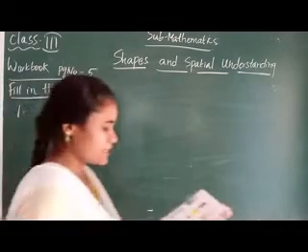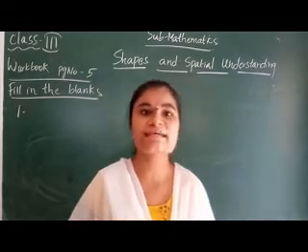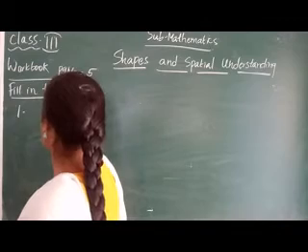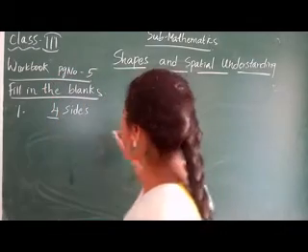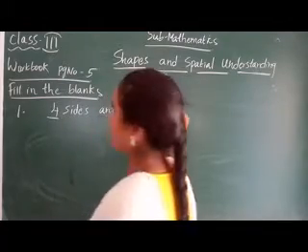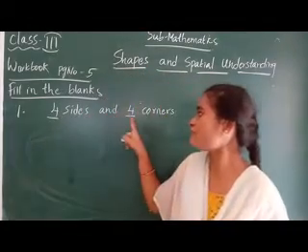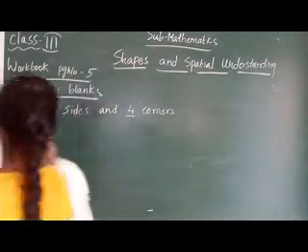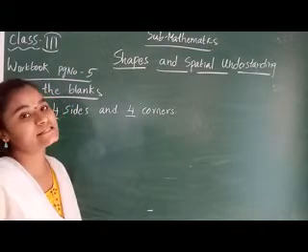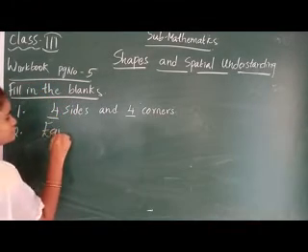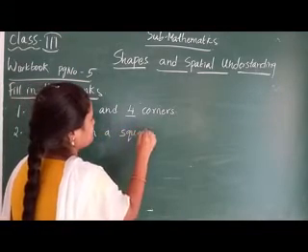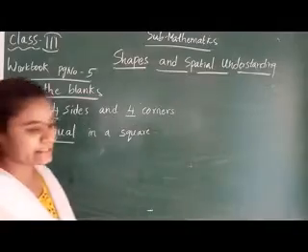First one, see what? A rectangle has dash sides and dash corners. So a rectangle has 4 sides and 4 corners. Next one, second one, see. All sides are dashed in a square. So all sides are equal in a square.